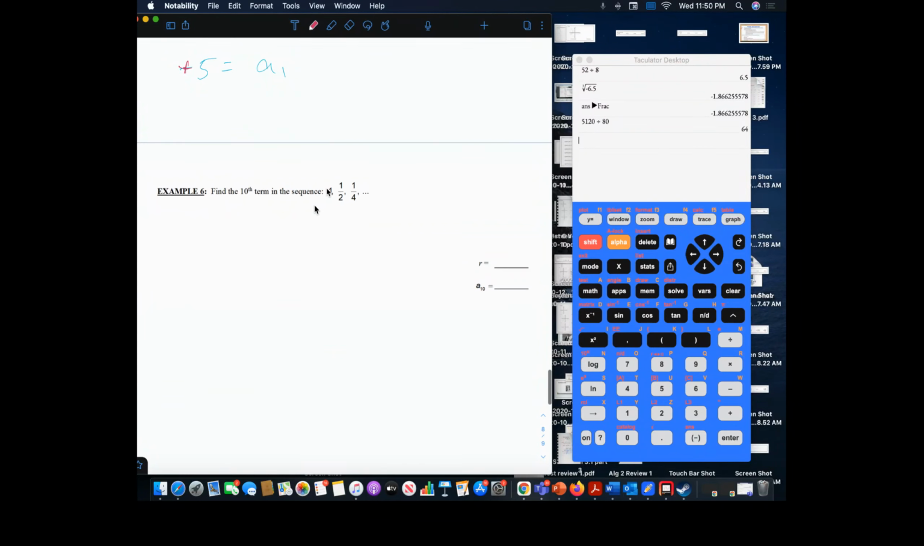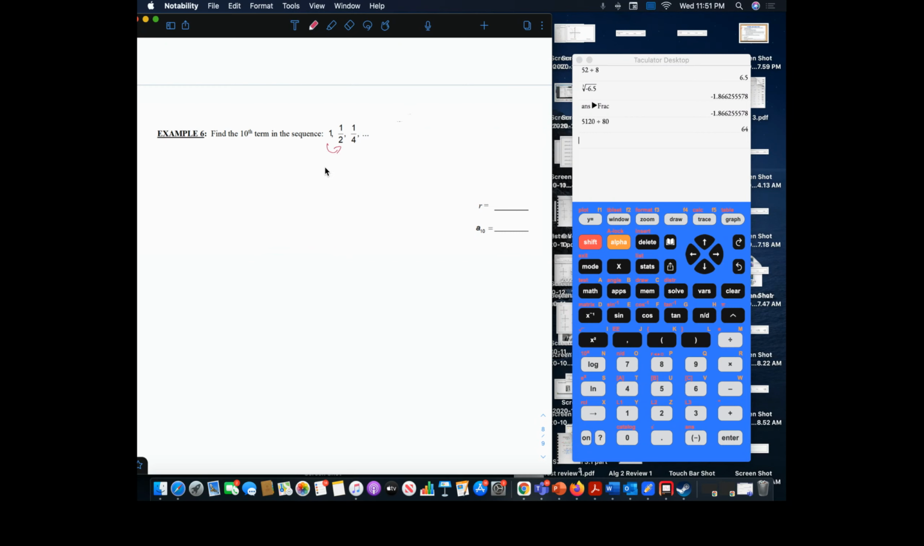Oh, wait, no, one more question. Find the 10th term in the sequence, all right? So you can see clearly here that your r is 1/2. So if it's a_n equals a1 r to the n minus 1. And I always like writing this because it helps you to memorize the formula. We know this to be the case, right? The first term is 1, r is 1/2.